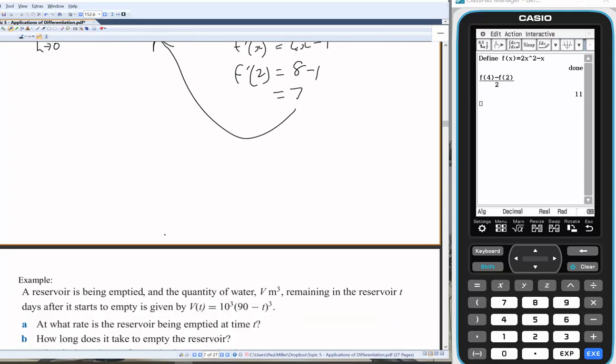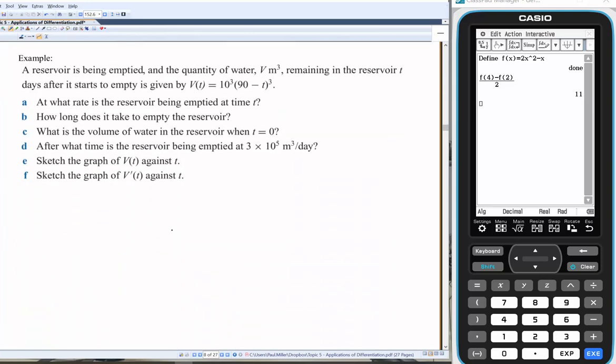Okay, we've got a reservoir being emptied here. The quantity of water V meters cubed remaining in the reservoir T days after it starts is this cubic. So what kind of a cubic is that? That's an inflected cubic.